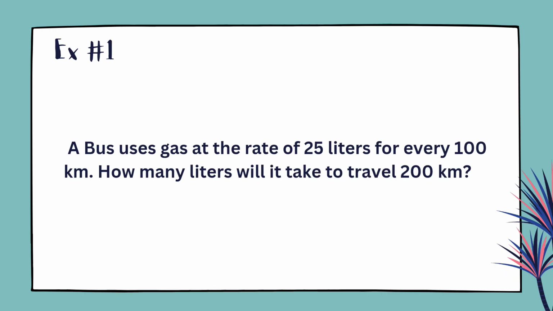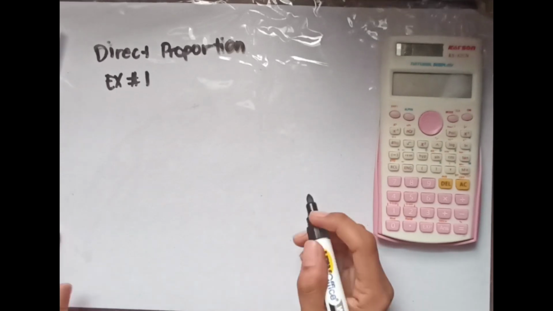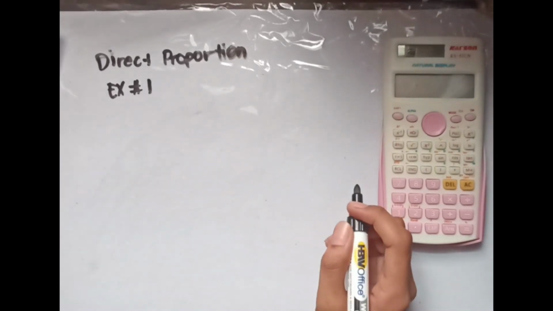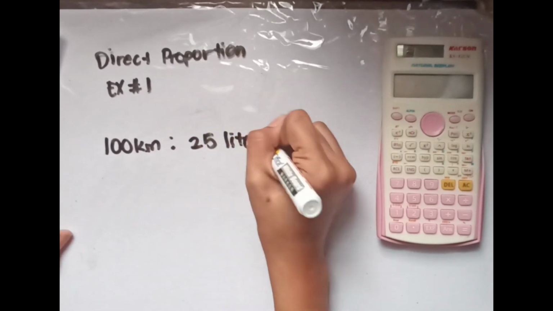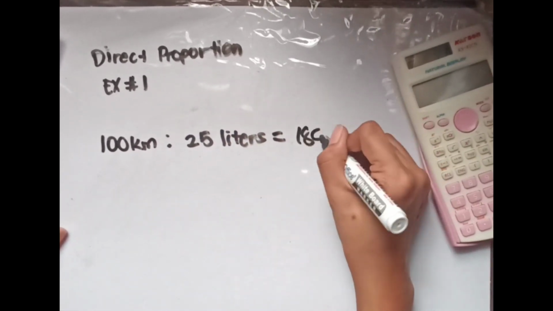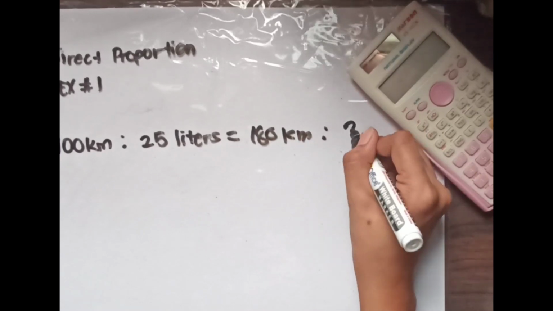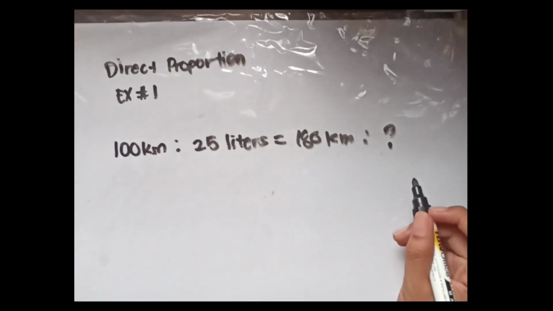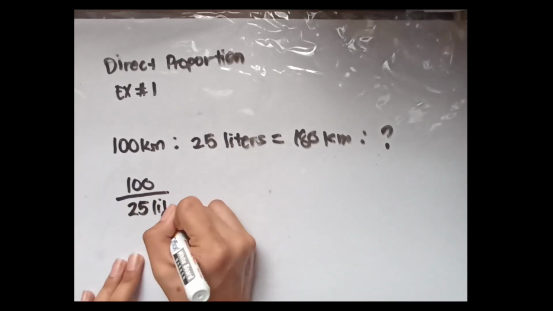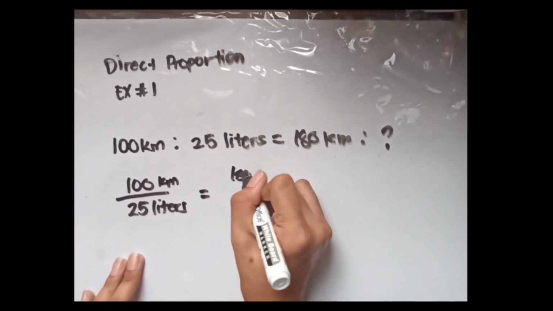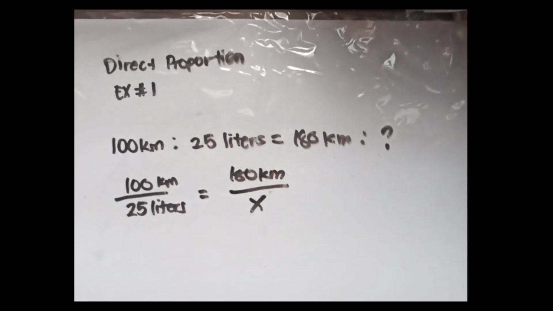Example number 1. A bus uses gas at the rate of 25 liters for every 100 km. How many liters will it take to travel 200 km? First step, isusulat muna natin yung given into column form. 100 km is to 25 liters as 180 km is to n. Second step, isusulat natin siya into two equal fractions. 100 km, 25 liters, equals 180 km, and x naman yung sa baba.